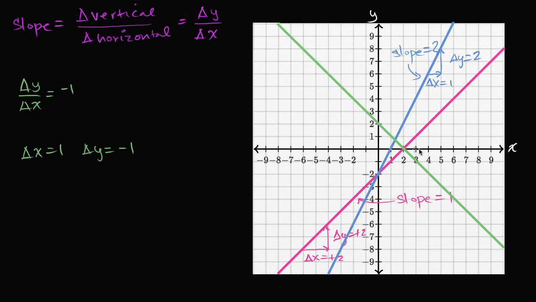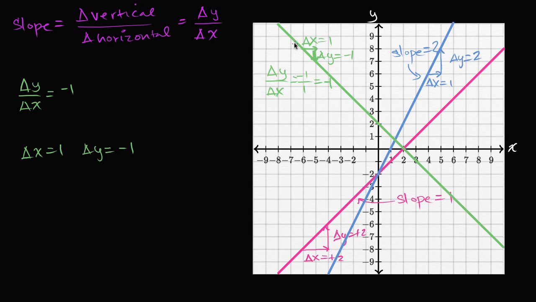Notice, as x increases by a certain amount, so our delta x here is 1, y decreases by that same amount instead of increasing. So now this is what we consider a downward sloping line. So change in y is equal to negative 1. So our change in y over change in x is equal to negative 1 over 1, which is equal to negative 1. So the slope of this line is negative 1.